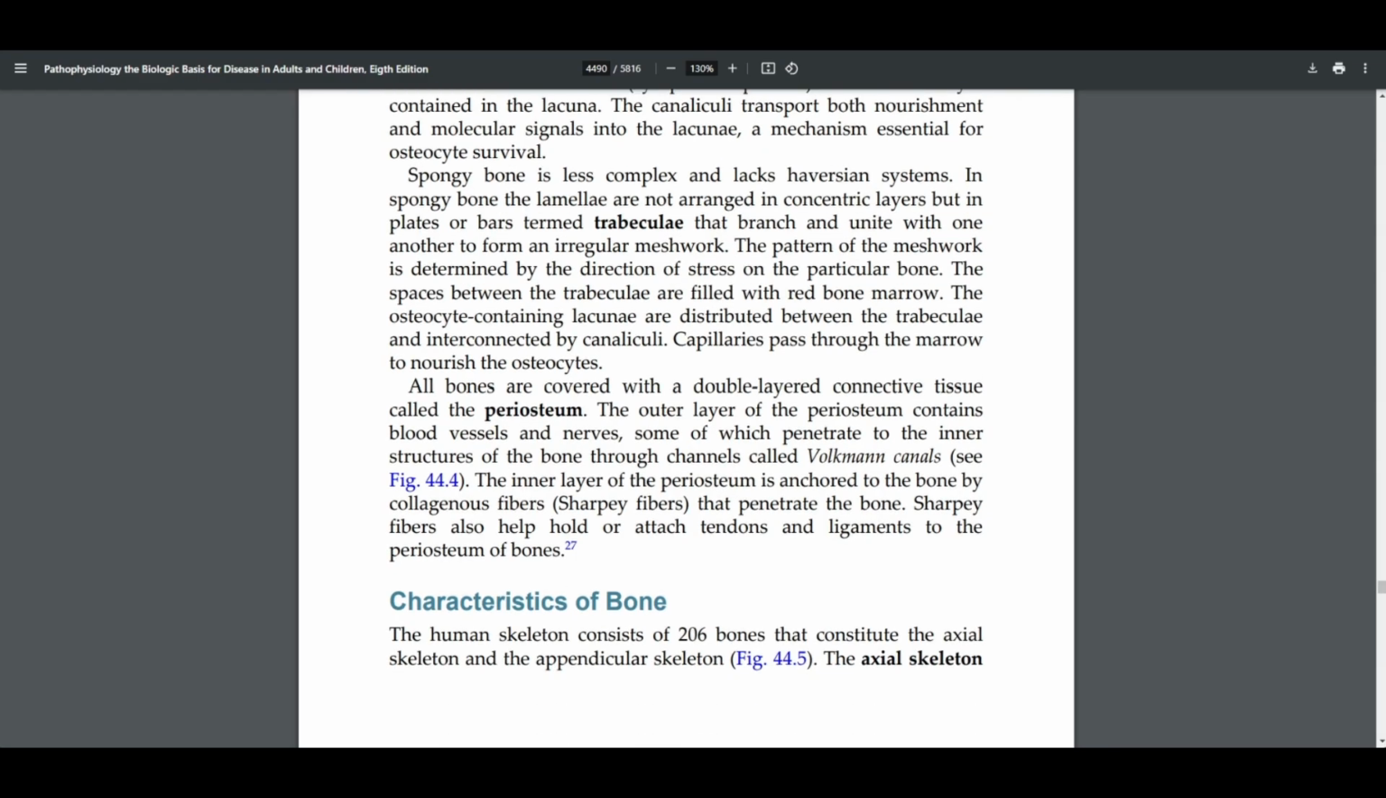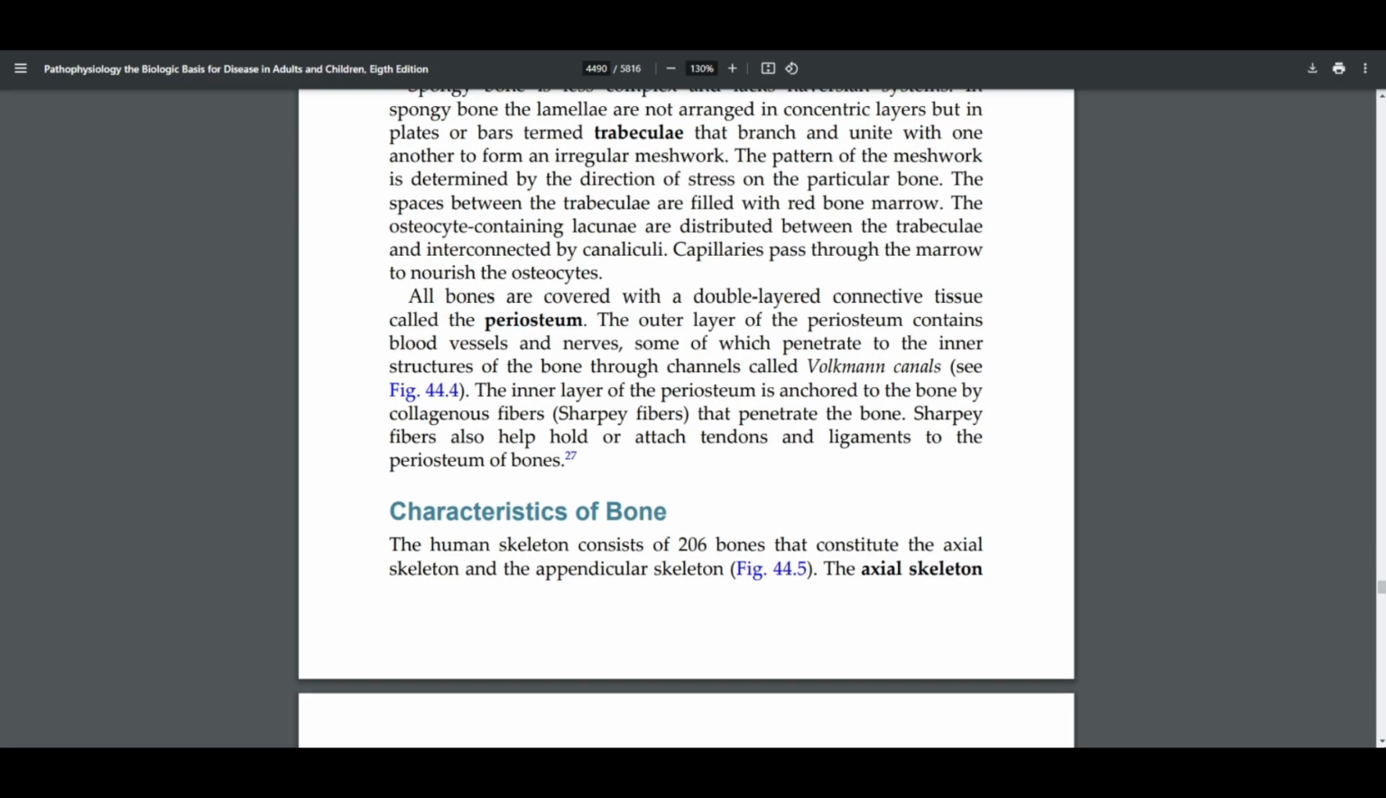All bones are covered with a double-layered connective tissue called the periosteum. The outer layer of the periosteum contains blood vessels and nerves, some of which penetrate to the inner structure of the bone through channels called the Volkmann canals. The inner layer of the periosteum is anchored to the bone by collagenous fibers that penetrate the bone. They're called Sharpey's fibers, and Sharpey's fibers also help attach tendons and ligaments to the periosteum of the bones.